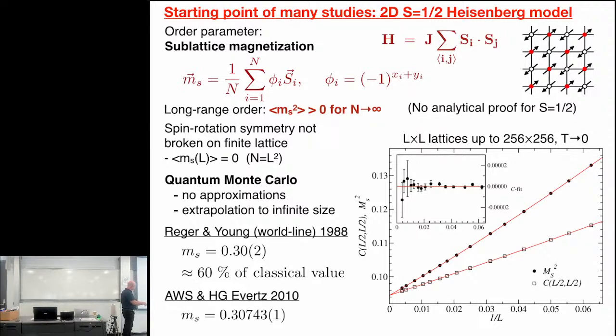And you can see that such polynomial fits work really well, and that's how we get this result. Okay, so that's one sort of thing that will be useful when I talk about deconfined criticality eventually.